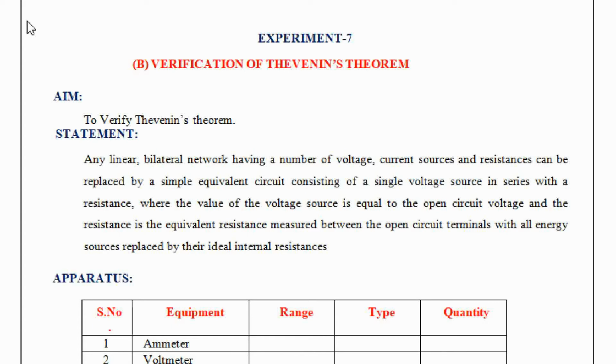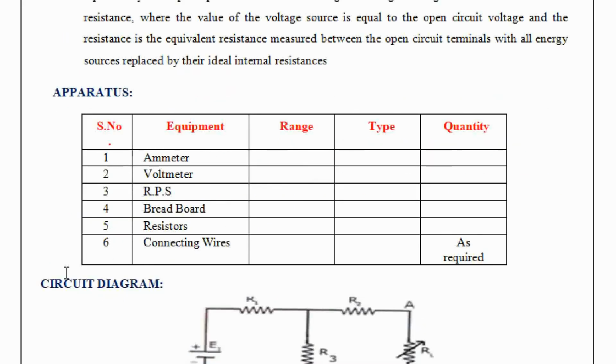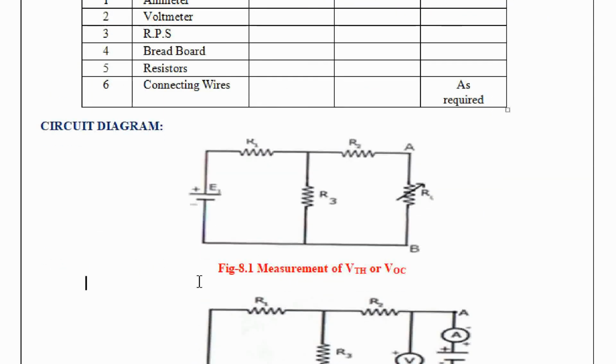So to do this experiment, we need some apparatus, which are listed below. We need an ammeter, voltmeter, regulated power supply, breadboard, resistors, and connecting wires. So this is the circuit diagram. Here we have three resistors R1, R2, R3. While doing the experiment, we are going to consider R1 as 470 ohms, R2 as 470 ohms and R3 as 1 kilo ohm.